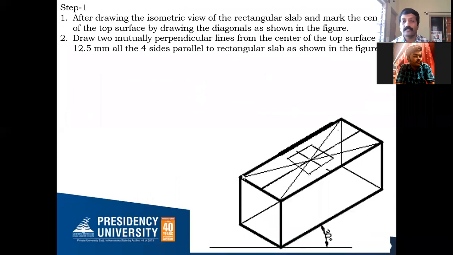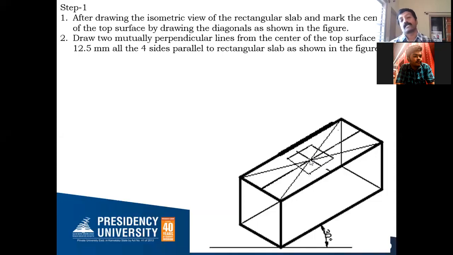You draw the diagonals on the top face of your rectangular slab like this. Once you get the center, you draw two mutually perpendicular lines. From here, you draw a parallel line to this longer side, and from this point you draw a line parallel to the shorter side. So two parallel lines passing through this center you have to draw.